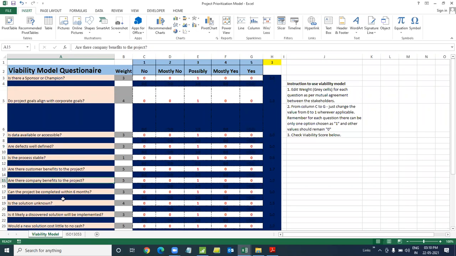Are the company benefits to the project? Can the project be completed within 6 months? And so on and so forth. There are 15 different questions. And what you have to do is, first it says instructions to use the viability model.